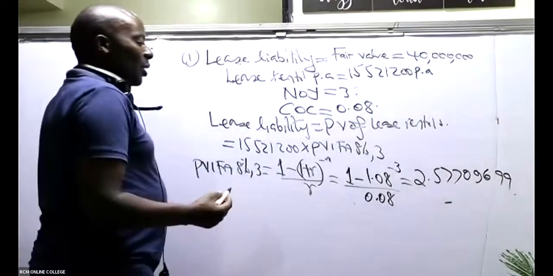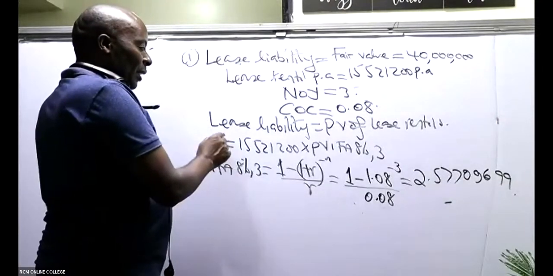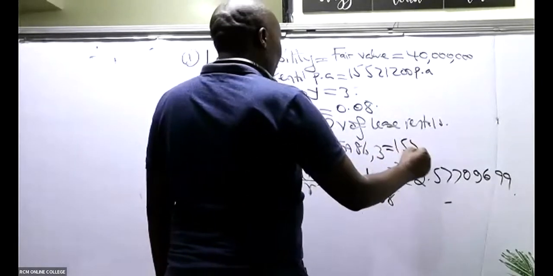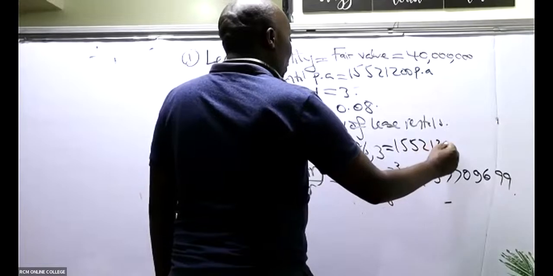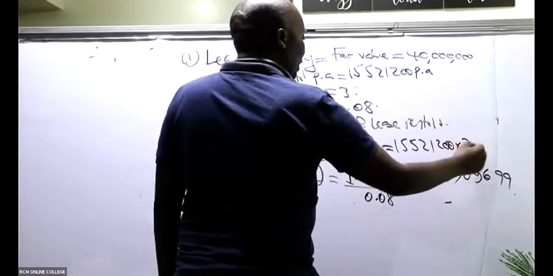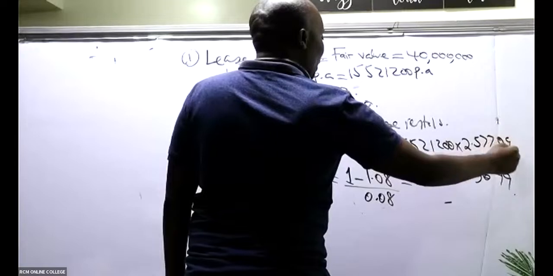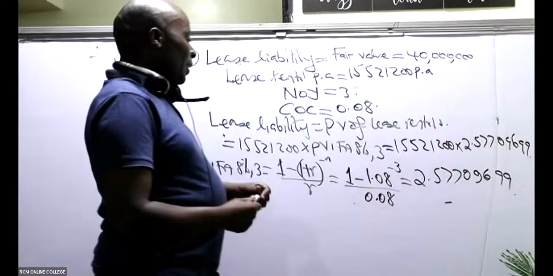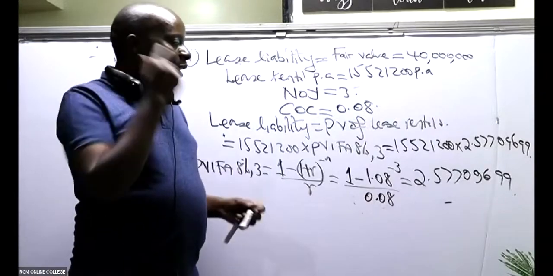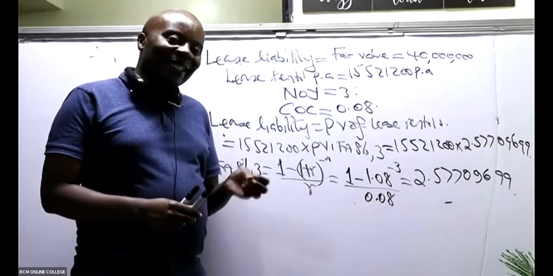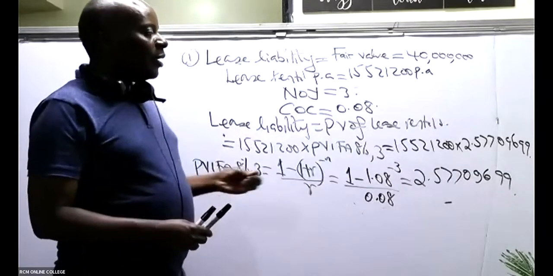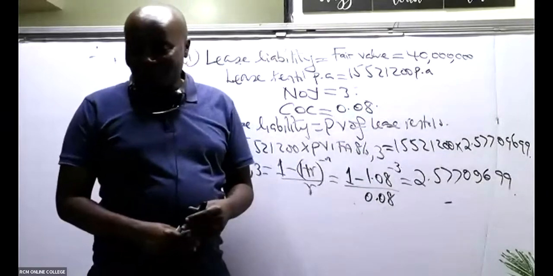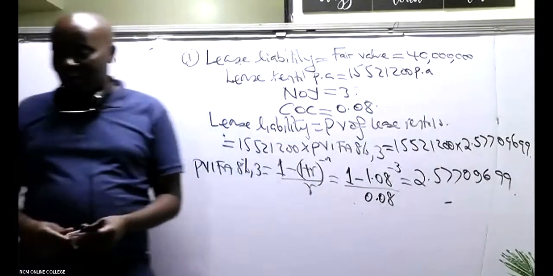Therefore, this lease liability will be the number that we have here, which is 15,521,200, times this ugly figure here, 2.57709699. Is there somebody who is able to give me the lease liability? Of course, there will be rounding off errors still, but most importantly, whatever figure we get here will be very close to this 40 million.